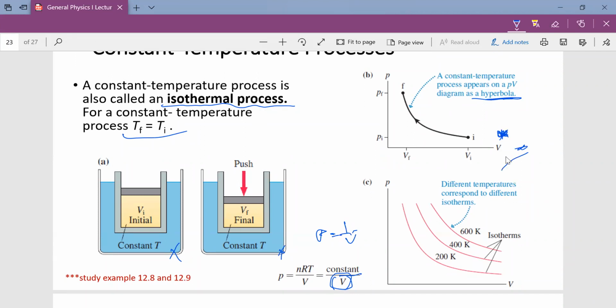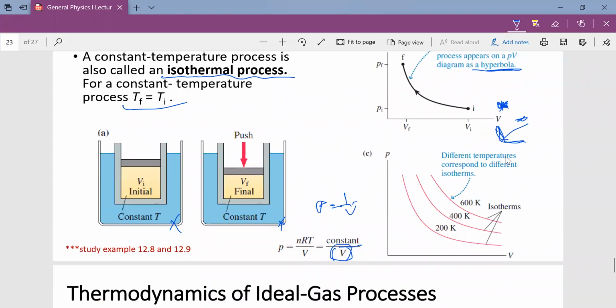Okay, the straight line like this stands for direct proportionality. So we'll have that at different temperatures. The PV curve for the relationship of pressure and volume is going to take the shape of the hyperbola, this shape.